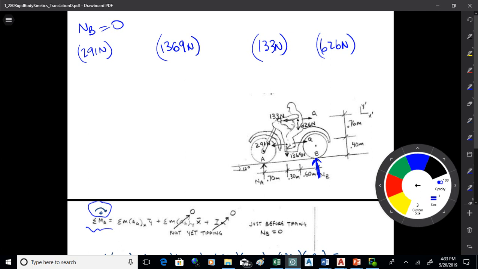Okay. So why don't you add the moment arms to those and the signs? We're calling clockwise positive.